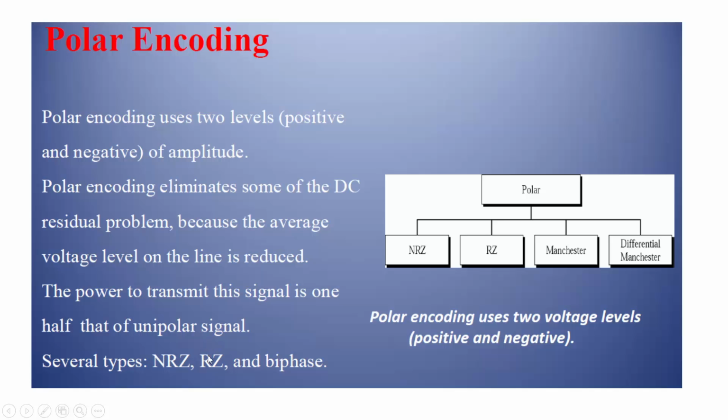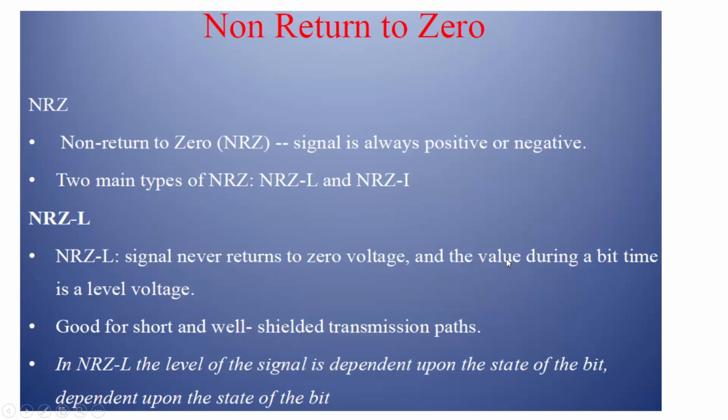Now there can be several types of polar encoding. One is non-return to zero, return to zero, and biphase. We will discuss these encoding schemes one by one. Polar encoding uses two voltage levels, positive and negative. So this is the main category, which is polar encoding. Under this category, you will have NRZ, RZ, Manchester encoding, and also differential Manchester encoding.